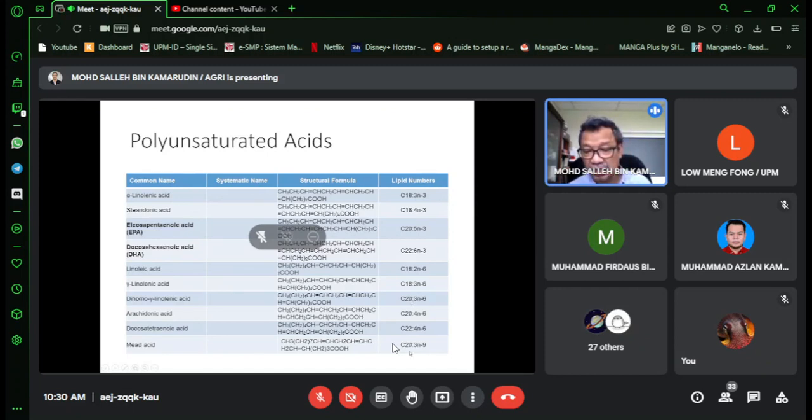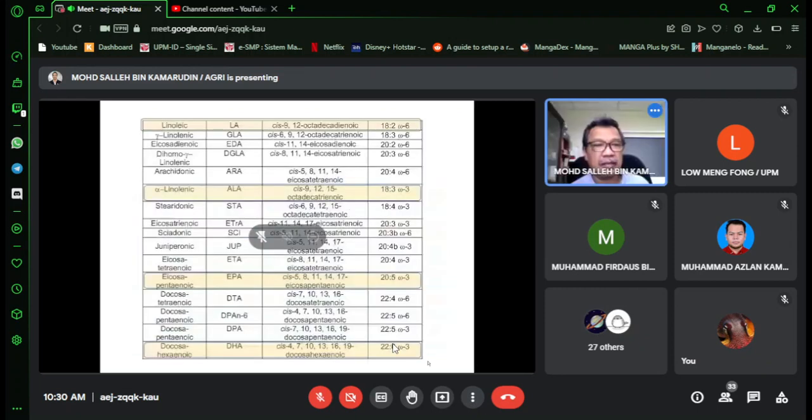Oleic acid ini the only one ni, tak silap saya, yang ada omega 9. Omega 9, tapi tak essential biasanya dalam ikan. Okay, yang saya tunjuk tadi, some of the fatty acid that are essential in fish.